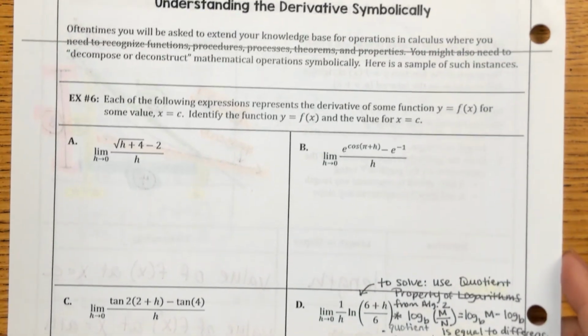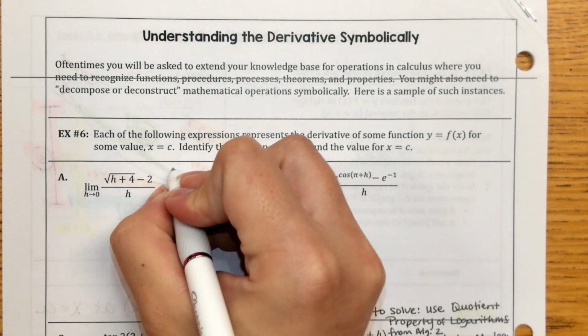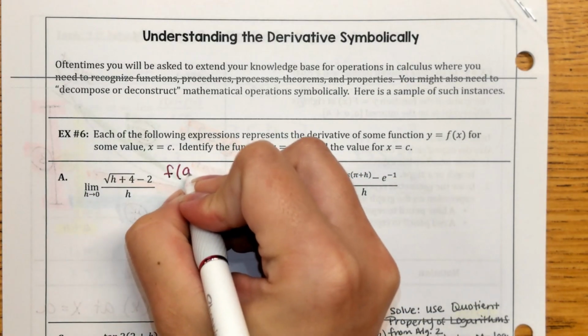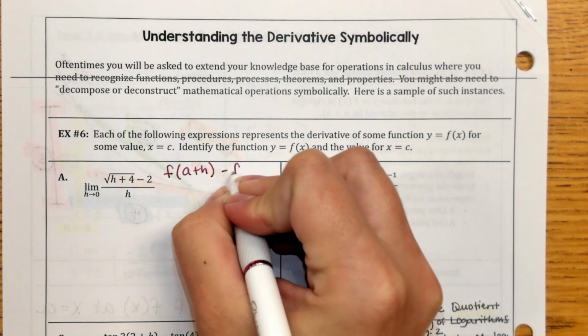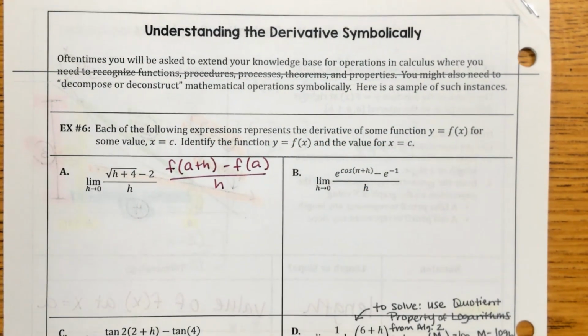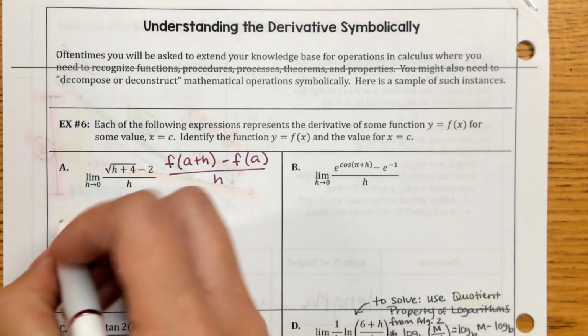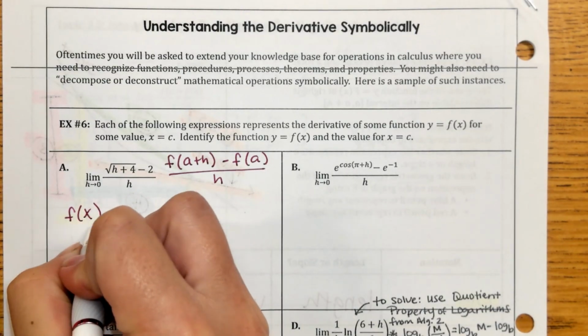So now, last page. So, we're going to do this backwards now, and we're going to look at our symbols. So, remember our function that we've been using? Ooh, where can I write this? We have our f of a plus h minus f of a divided by h. And we're trying to find what is our original f of x, meaning our actual function here.